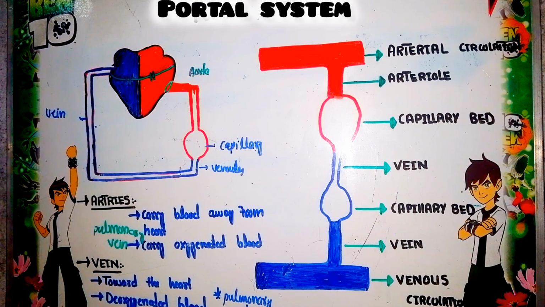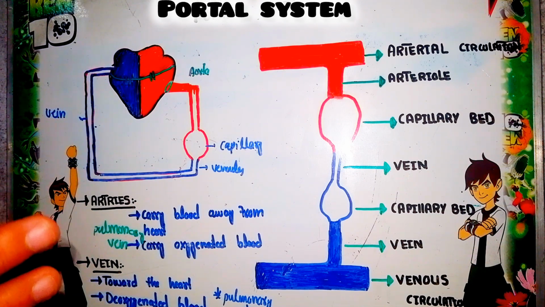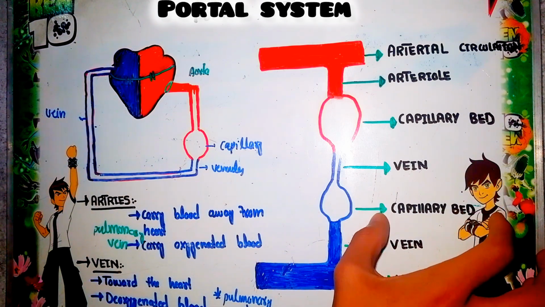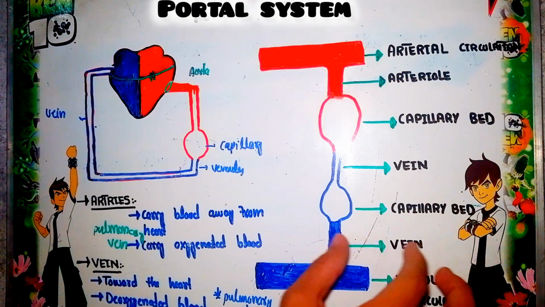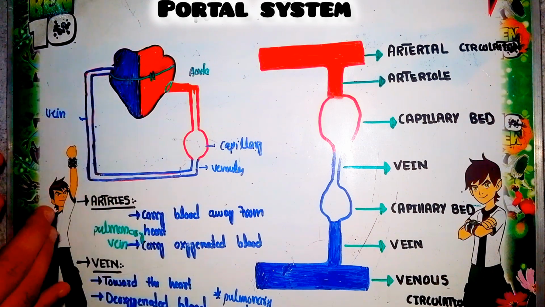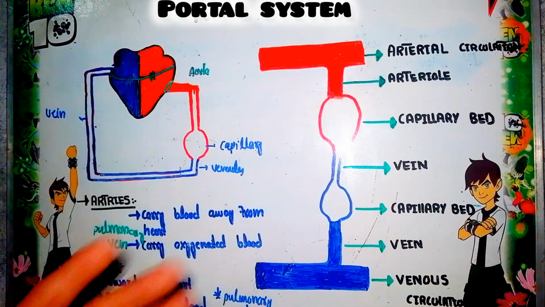Now this portal vein is important, and we can understand the importance of the portal vein or portal systems. From this other capillary bed, a vein arises that goes towards the venous circulation, carrying the deoxygenated blood towards the heart. So this is basically what the portal system is. Portal systems are made by the portal vein, and this portal vein, instead of going towards the heart, moves to another capillary bed.